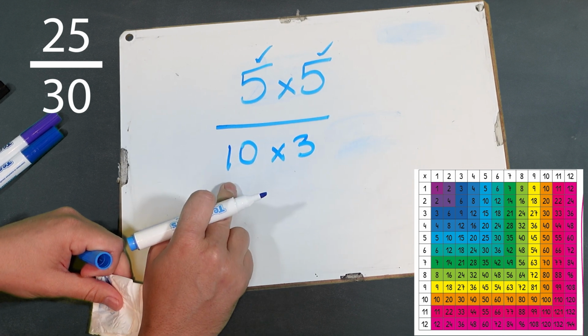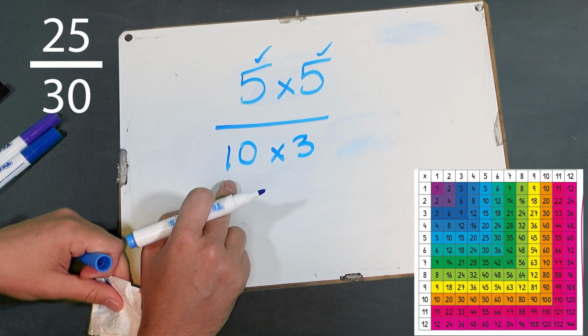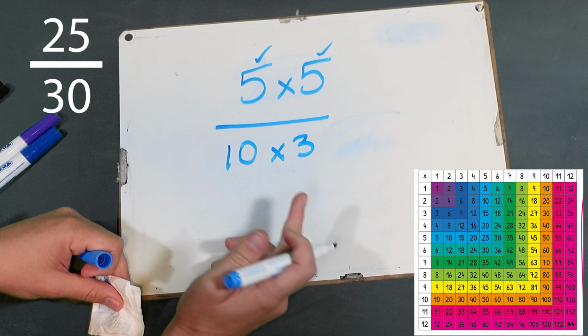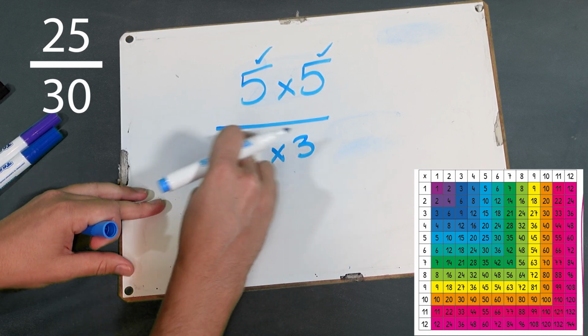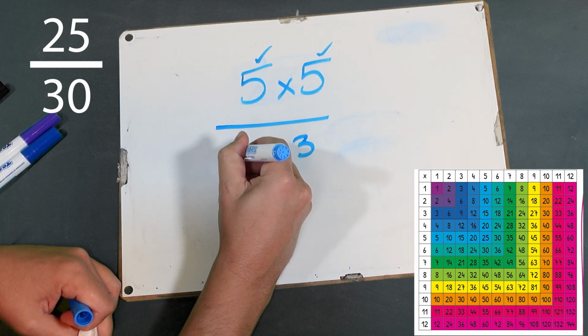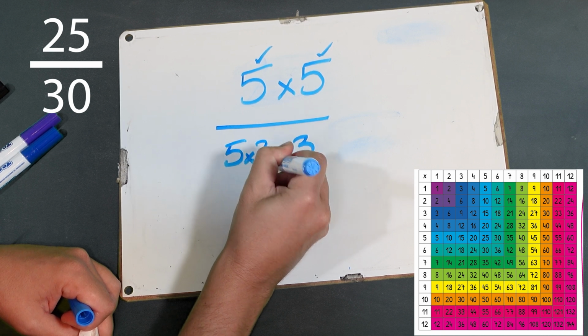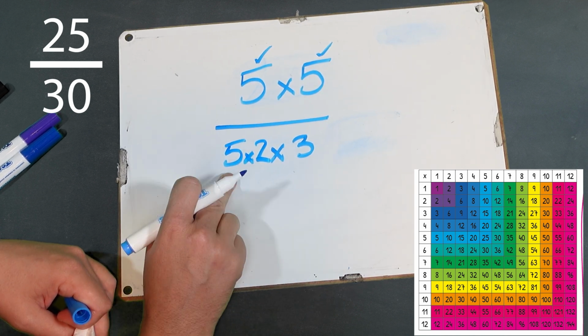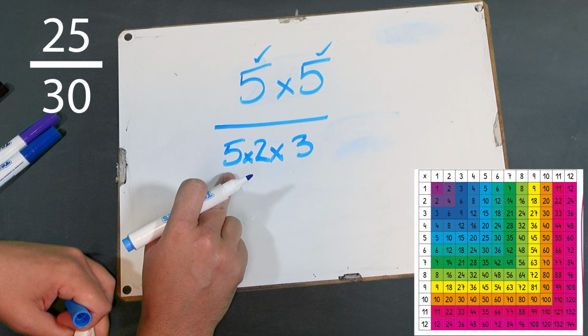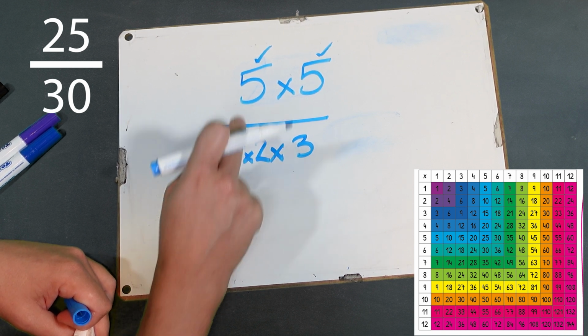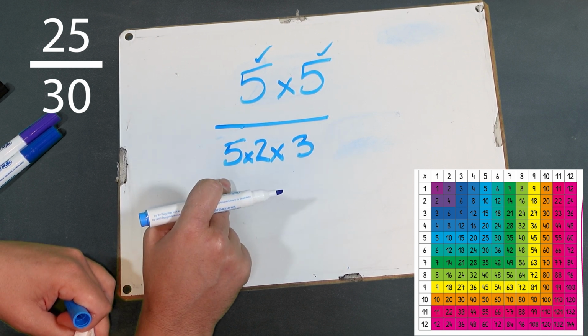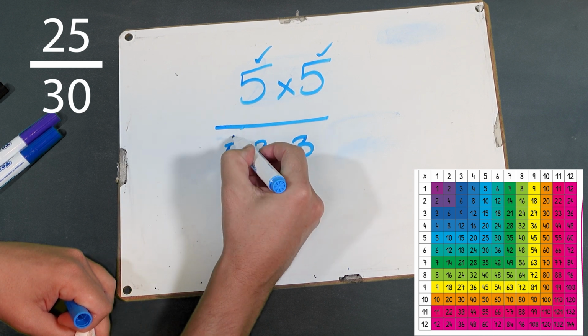Now we look at the 10. What two numbers times together to equal 10? And I've got 5 times 2. So I'm going to replace 10 with 5 times 2. Then we look at the 5. Other than 5 times 1, we've already established that 5 times 1 is the only two numbers that times together to equal 5. So it's done.